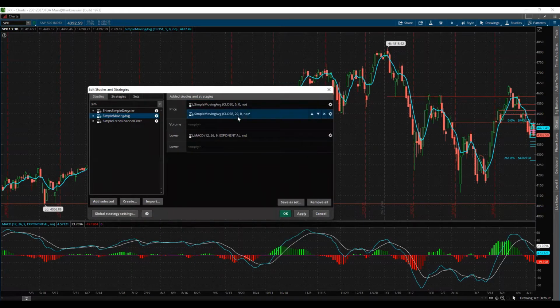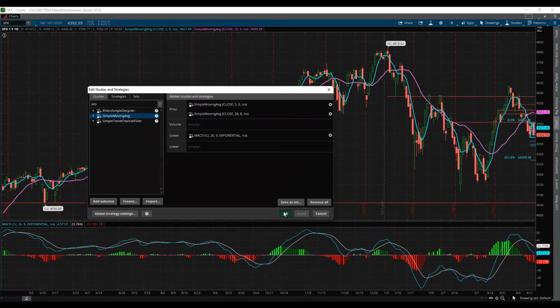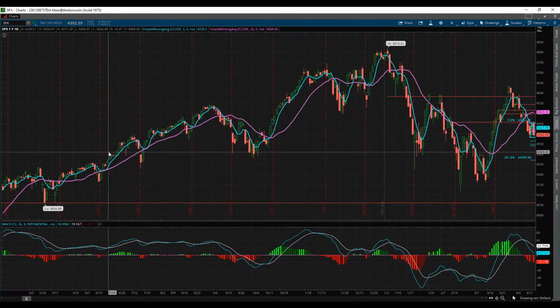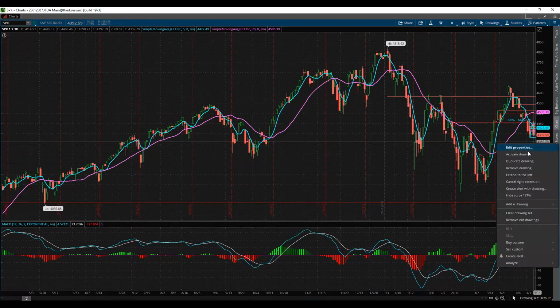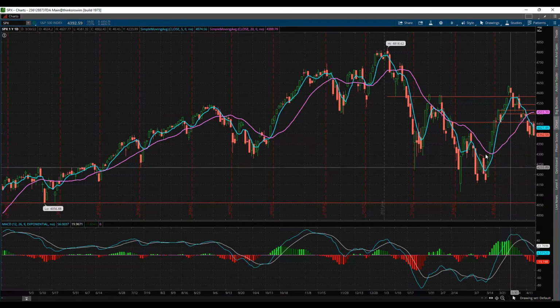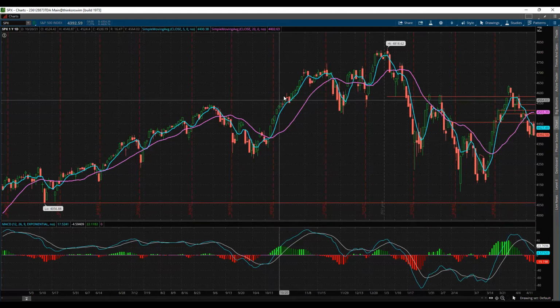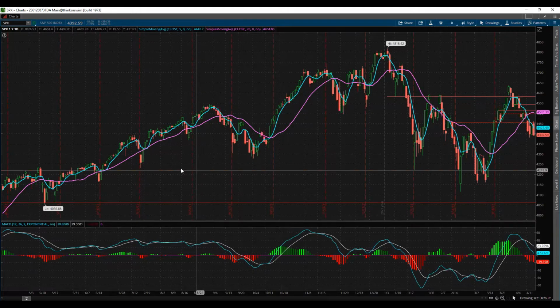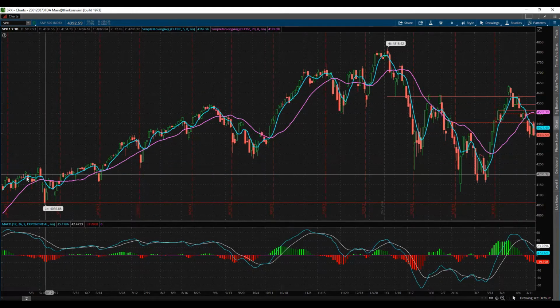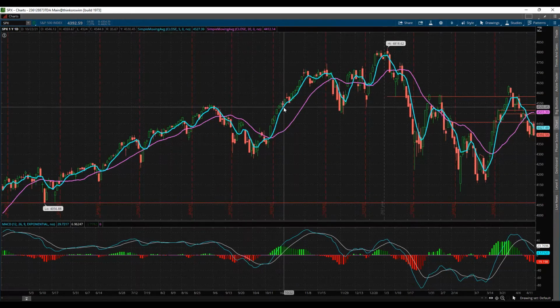So 5 cross 20: one is 5, one is 20. How do we interpret this one? This is a simple one. You can add as many as you like, I'll come to that point. Some people use it this way: when the 5 crosses 20, you go long, you go in that direction.